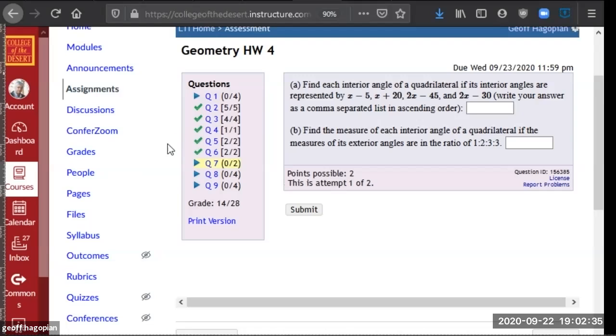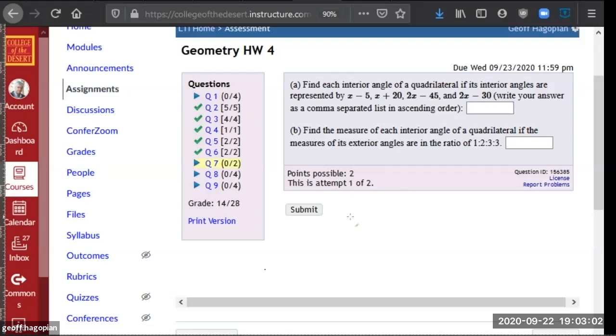All right. Find each interior angle of the quadrilateral if its interior angles are represented by these expressions. Write your answers as a comma-separated list in ascending order. And so you're going to have the sum of all these things. Let's just add it up on the fly here.